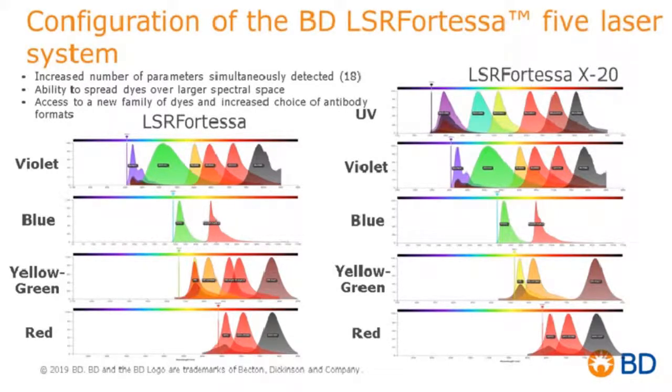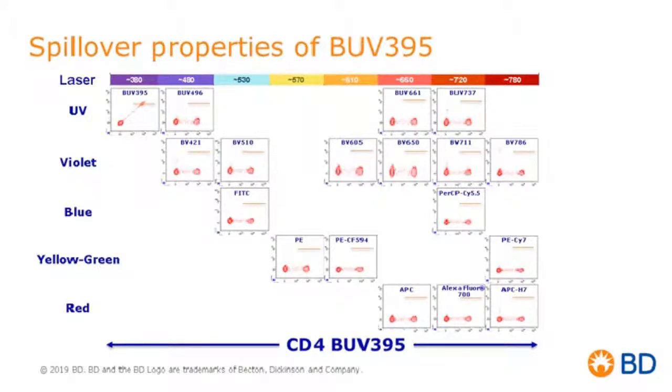It's also very important that a configuration like this is not only relevant to 18 parameter panels, it also allows you to have a much easier and much better resolution when you go to 12 or 14 colors, because now we can spread and minimize the spillover even more. It also introduces a new family of dyes, which are the brilliant UV dyes. They have their own unique features and capabilities. Just to give you an example of one of the dyes of the family, which is the brilliant UV 395.